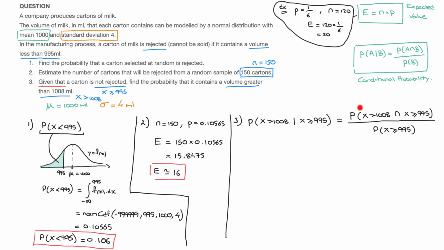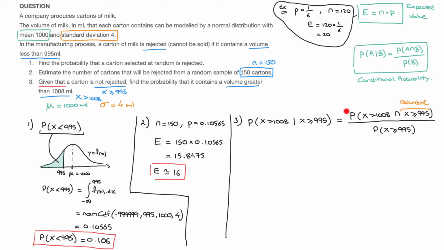Okay, now looking at this probability on the numerator, that is the probability that X is greater than 1008 and is greater than or equal to 995, let me point out that if X is greater than 1008, then it has to be greater than or equal to 995. Indeed, it's simply not possible for X to be greater than 1008 without it being greater than or equal to 995. And what that tells us is that the event X greater than or equal to 995 is completely redundant here. And in fact, I'll write that, redundant.